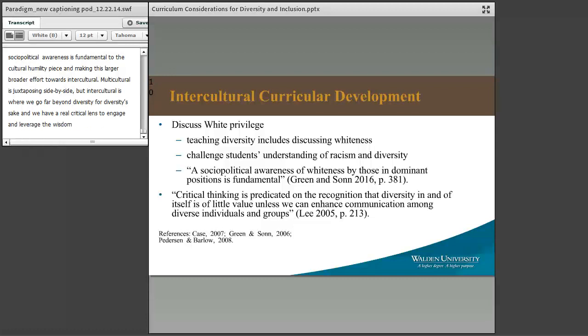So this whole idea that inclusive teaching is really a wonderful way to show how important it is to hold our opinions lightly. And this idea that critical thinking is predicated on the recognition that diversity in and of itself is of very little value unless we can enhance communication among diverse individuals and groups. And that is really important for our students who will be practitioners, will be in classrooms, will be in clinics, and will be working with a spectrum of individuals.